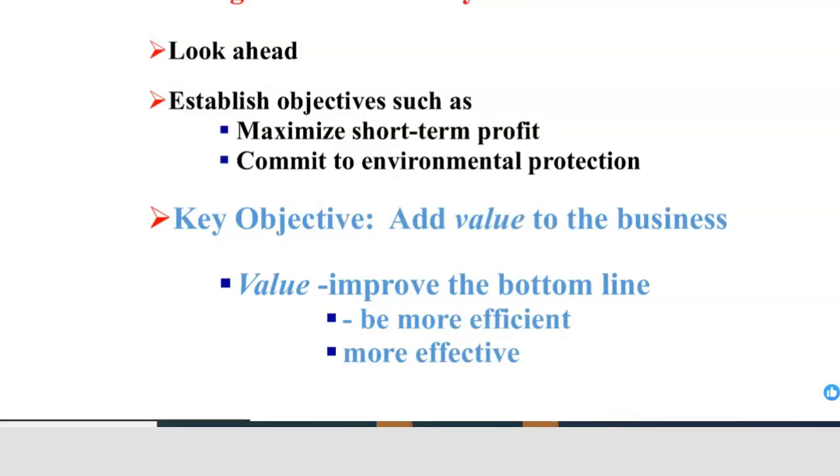Here as a manager, you must plan the activities for the area you are managing. What does that mean? It means you must look ahead into the future. You're dealing with the future. And you must establish some goals or objectives that you want to achieve in the future. And those goals could be defined as maximize short-term profits or commit to environmental protection, any other. You have different goals that you want to achieve for your area. And you have to make plans to achieve those goals.